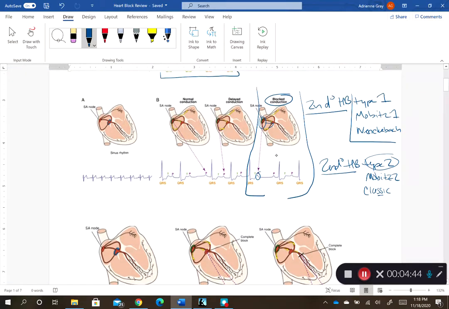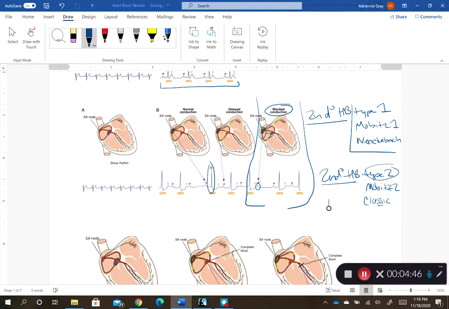Now with a second degree type 2, our QRS complexes may be narrow, meaning that the conduction delay is somewhere higher above the bundle of His or at the level of the AV node, or they can be very wide. That just means our conduction delay is below the AV node, maybe down in the bundle branches or below the bundle of His. But it can be narrow or wide, so don't base it just on the QRS complex.